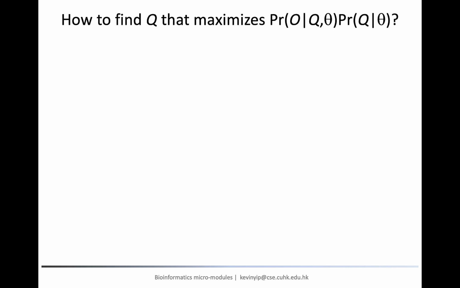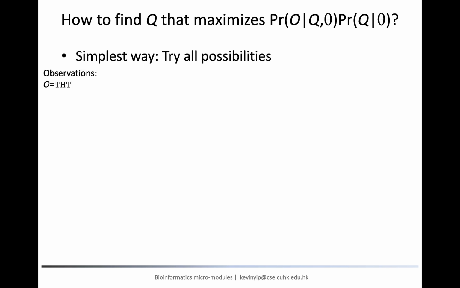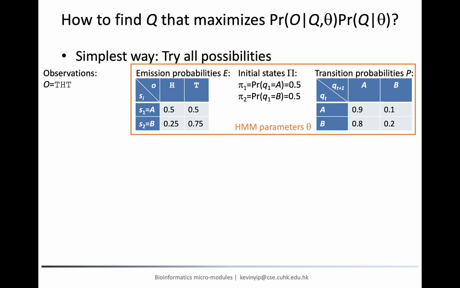Our next question is how we can find the state sequence Q that maximizes the product of the two terms. A brute force way is to simply try all possible state sequences. To illustrate, suppose we have played the coin flipping game and get tail, head, tail as the sequence of observations. Suppose also that we are given the parameters of the hidden Markov model as shown.